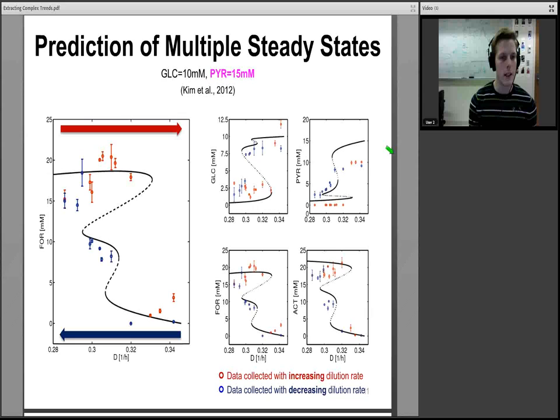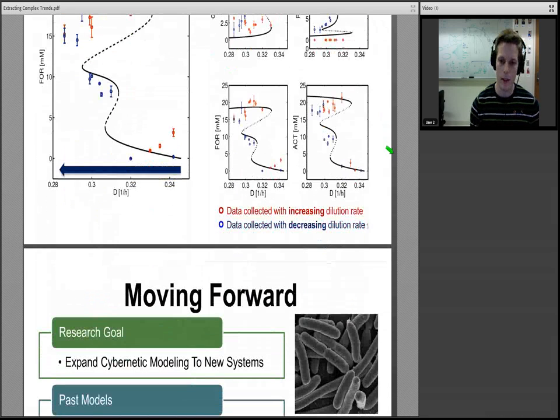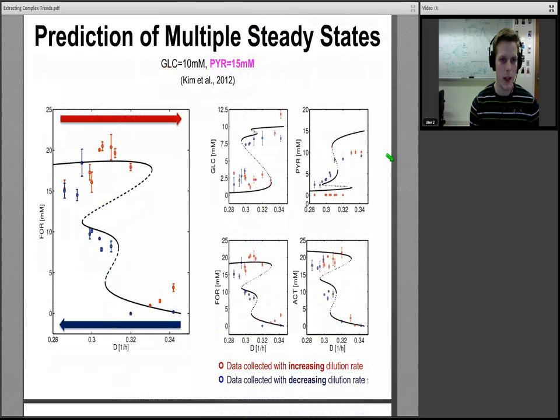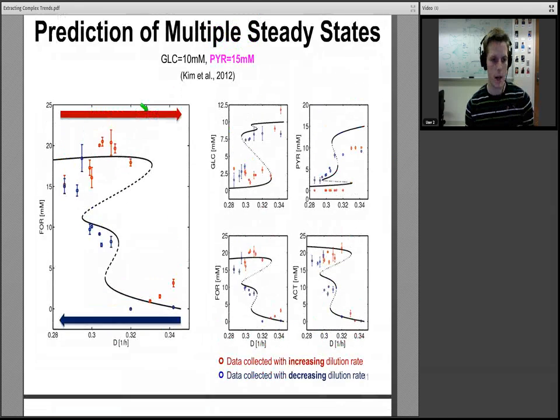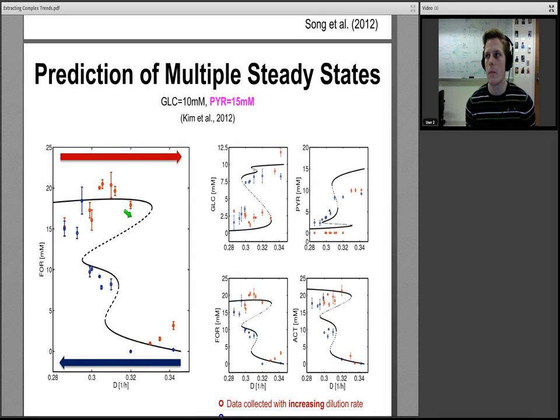And the other interesting thing is the prediction of multiple steady states in chemical reactors. So the general idea is that, on this plot on the left here, we can see that there are two possible states of the system for one dilution rate D here at the bottom. And so part of the power of the cybernetic model is its ability to predict unusual phenomena based off of cellular regulation of its metabolism.